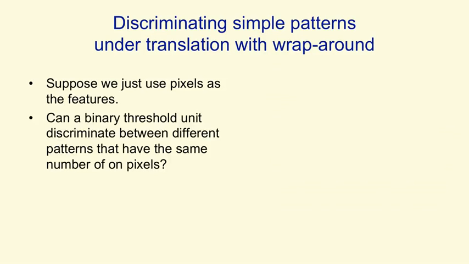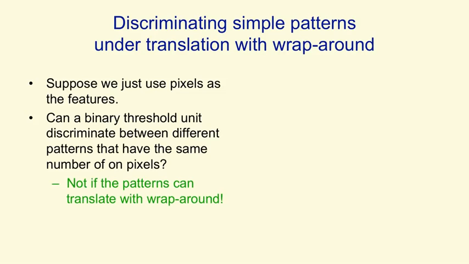The question is, can a binary threshold unit discriminate between 2 different patterns and call one positive example and the other negative examples if they've got the same number of pixels in them? And the answer is no, it can't discriminate 2 patterns that have the same number of pixels if that discrimination has to work when the patterns are translated and if the patterns can wrap around when they translate.